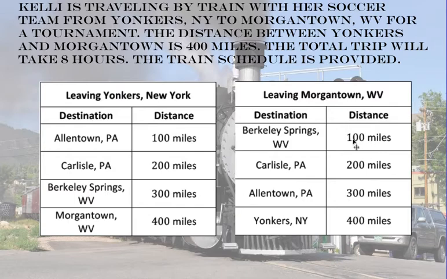Then on the way back, they do everything in reverse. So from Morgantown to Berkeley Springs, it's 100 miles. To Carlisle, it's 200 miles. To Allentown, it's 300. And to Yonkers, it's 400.